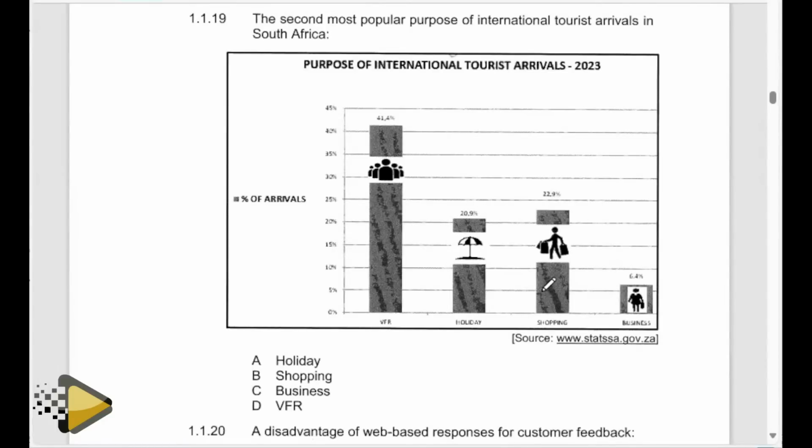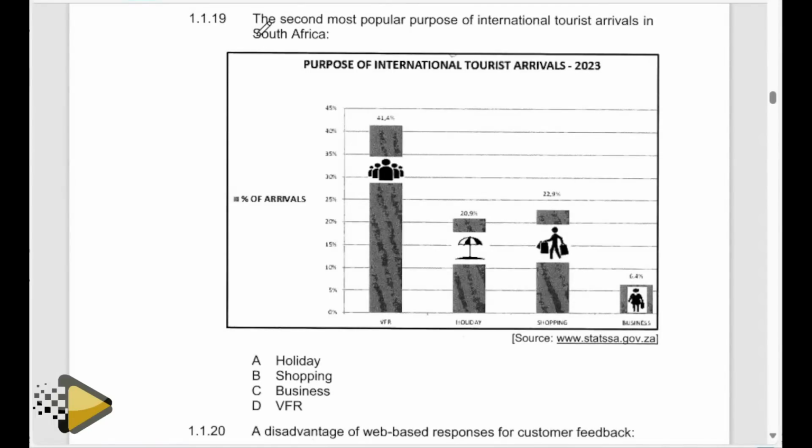Then the third one will be shopping, standing at 22.9%. Then the next one will be business, standing at 6.4%. So if we analyze this graph, you can actually see that VFR is number one, that is 41.4%, followed by shopping, which is standing at 22.9%.